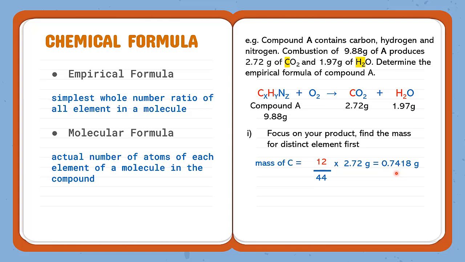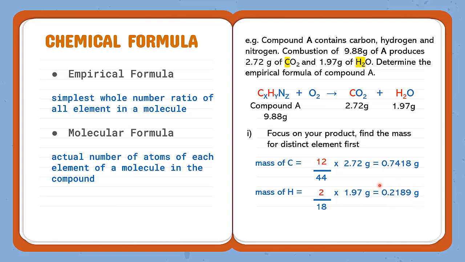Next, for hydrogen, there are 2 hydrogens in water molecules. So in your ratio here, you need to include 2 hydrogens even though you want to get the number for 1 hydrogen in here. Often students make the mistake of only putting 1 in here because they say mass of H, but little do they know, here we got 2 hydrogens, so they must include these 2 hydrogens. Then multiply it with 1.97 gram, therefore you'll get 0.2189 grams of hydrogen.